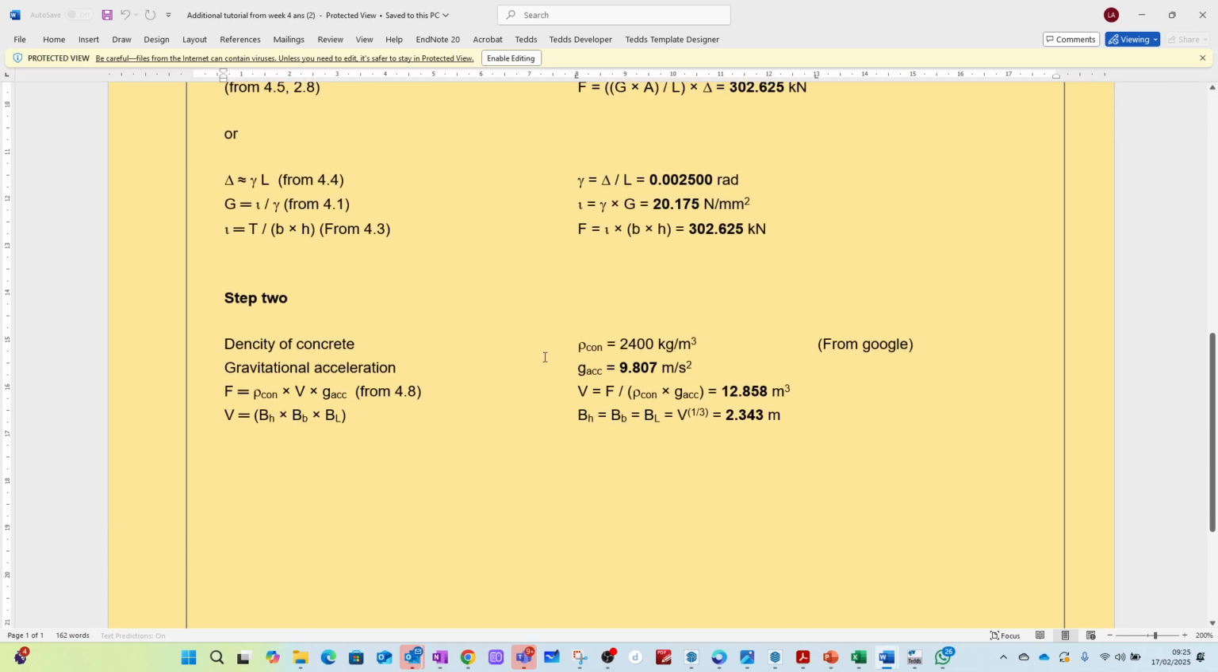Density of concrete, I got 2,400 kilograms per cubic meter. I got that from Google, which you were saying, Sean. Sean was saying that's what I said last week. I couldn't remember if I did say that.